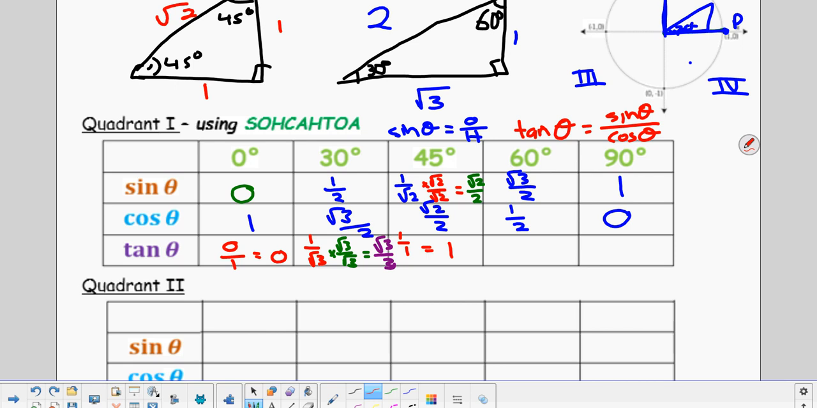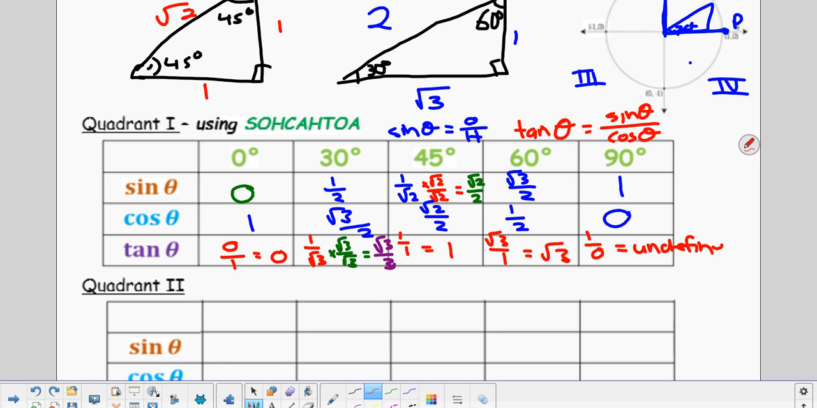So what is tan of 60 using the triangle? Root 3 over 1. Root 3 over 1, which simplifies to? Root 3, yeah. Same thing, if you did root 3 over 2 times 2 over 1, it would simplify to root 3. Tan of 90. Undefined. This one's undefined. Are we sure?